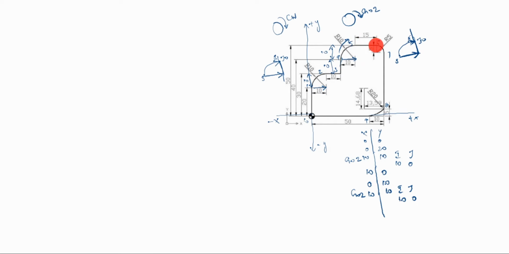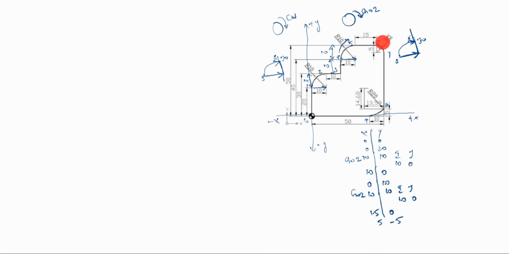Here to here means X axis is 15, and Y axis is 0 up to here. X-axis is 15, Y-axis is 0. After that it comes down this way. This way means X-axis is 5, and the Y-axis comes down, which means minus 5. X-axis is 5, Y-axis is minus 5.